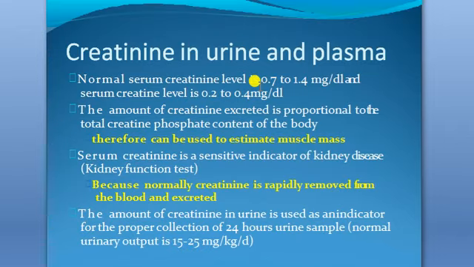Normal serum creatinine level is 0.7 to 1.4 mg per deciliter, and the serum creatine level is 0.2 to 0.4 mg per deciliter. The amount of creatinine excreted is proportional to the total creatine phosphate content of the body, so it can be used to estimate muscle mass. Serum creatinine is a sensitive indicator of kidney disease, a kidney function test. The amount of creatinine in urine is used as an indicator for proper collection of a 24-hour urine sample. The normal urine output of creatinine is 15 to 25 mg per kg. So this is the normal creatinine level in urine.